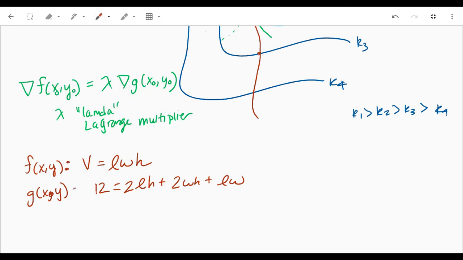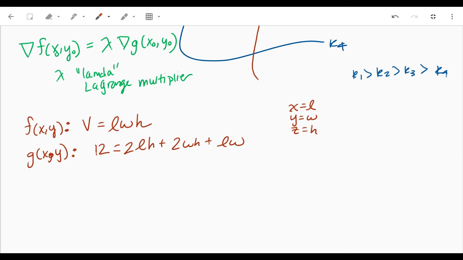I don't know if I like the notation that I'm choosing here, but there we go. So we have our primary and our secondary. It's really easy to take our gradients. When there's L, W and H, you want to say x would be L, y would be W, and z would be H, or just switch it to x, y, and z. It doesn't really matter, okay? So the gradient of F is going to be WH, LH, LW.